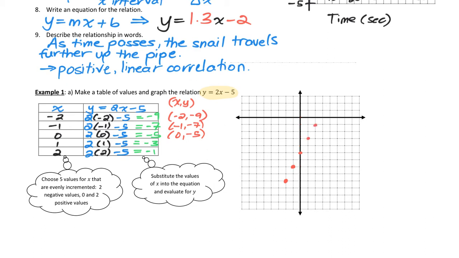Once you have all your points plotted, you're going to connect the dots with a ruler. It should be a perfect line. You know that this equation is a line because we can recognize it looks like y equals mx plus b. So if you plot your points and they don't look like a line, you have messed up something. Either you plotted your points wrong, so these coordinates are correct, but you didn't put them in the right spot, or your calculations were wrong.